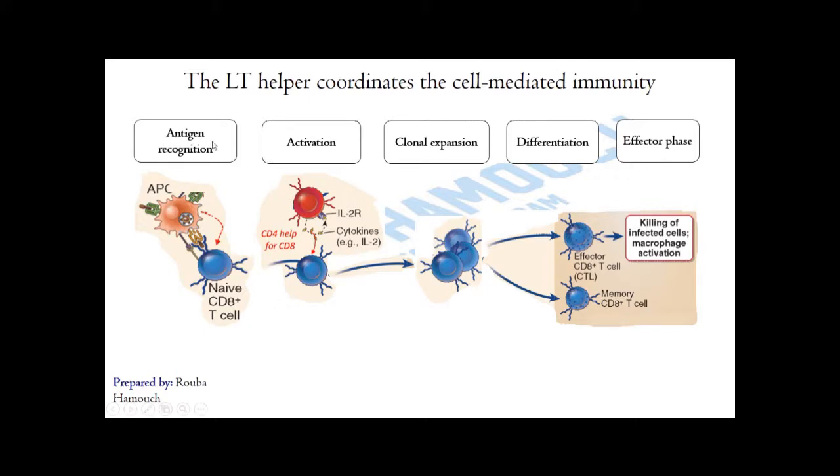So we have these 5 phases: antigen recognition, activation either directly by the contact with an APC, or activation via interleukin IL-2 secreted by the T helper. In the effector phase, we have cytotoxic T lymphocytes that will lyse or destroy the modified self. We can say that the T helper coordinates both humoral and cell-mediated immune responses.